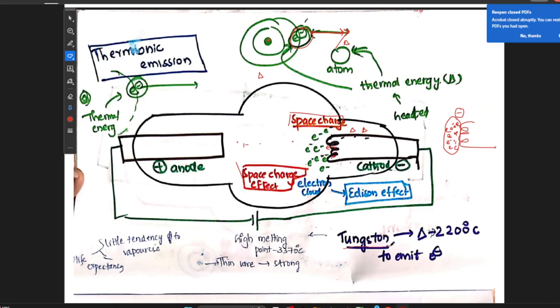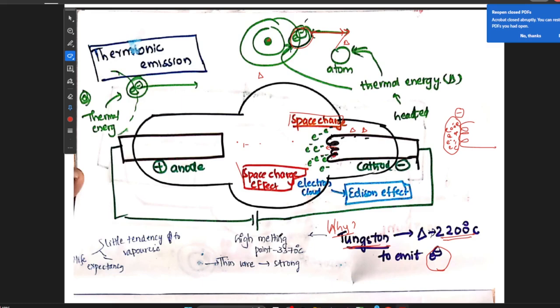The cathode is made up of an element called tungsten, which we have already seen. So why is it made up of tungsten? Why do we have to use tungsten? The reason is that tungsten, when heated to 2200 degrees Celsius, emits electrons. So our aim is to heat this tungsten filament to 2200 degrees Celsius for an electron to emit. The melting point of tungsten should be more than 2200 degrees Celsius, because if it melts even before it emits electrons, obviously it is not needed.